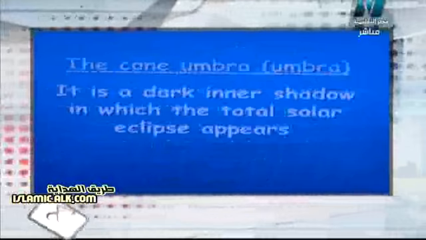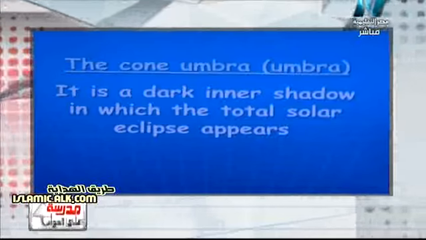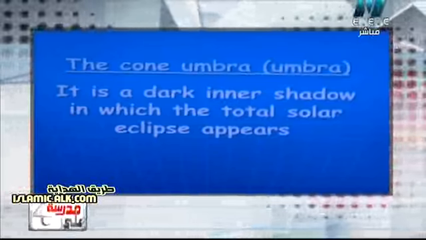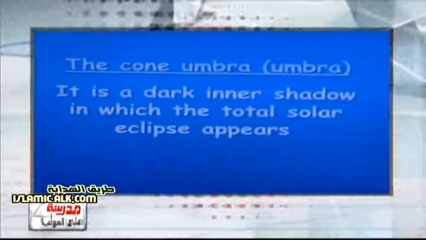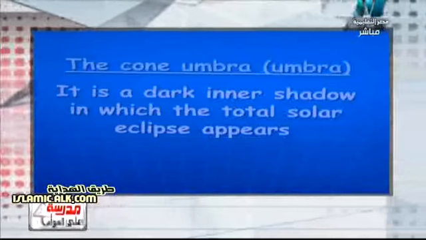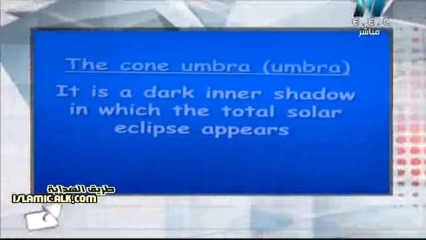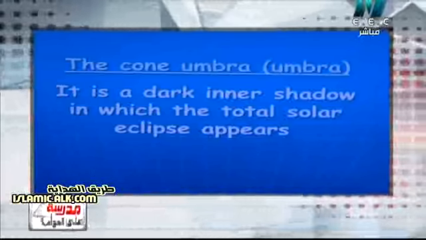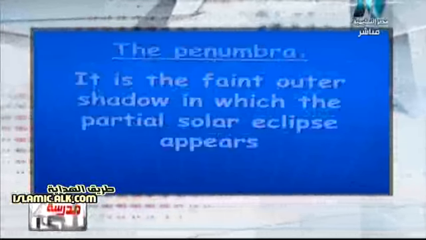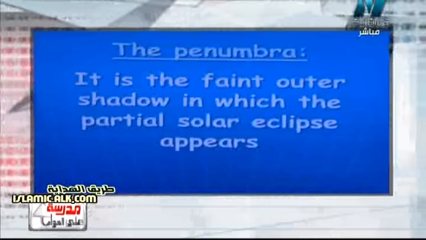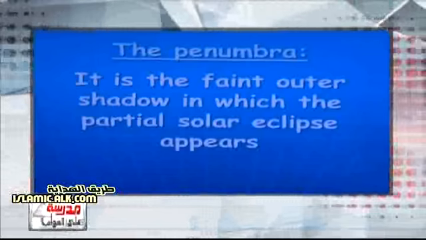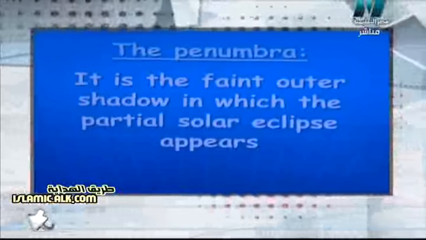So what's meant by the umbra cone here? We can say it's a dark inner shadow in which the total solar eclipse appears. Again, the umbra area is the dark inner shadow area in which the total solar eclipse appears. So what's meant by penumbra? It's a faint outer shadow in which the partial solar eclipse appears.